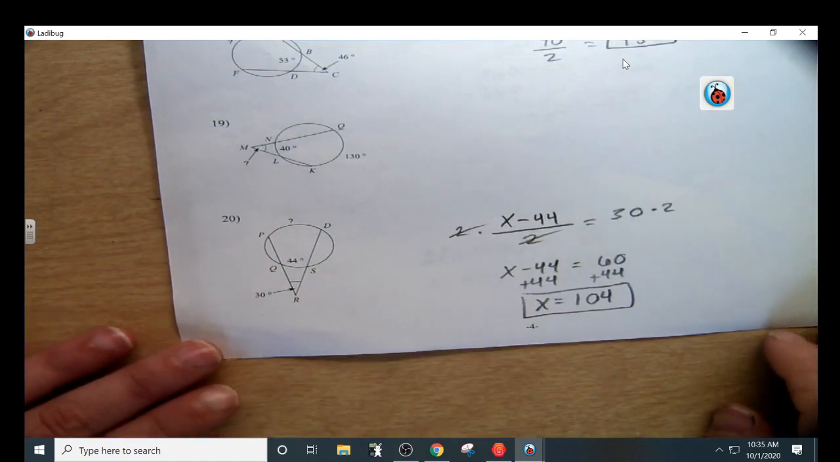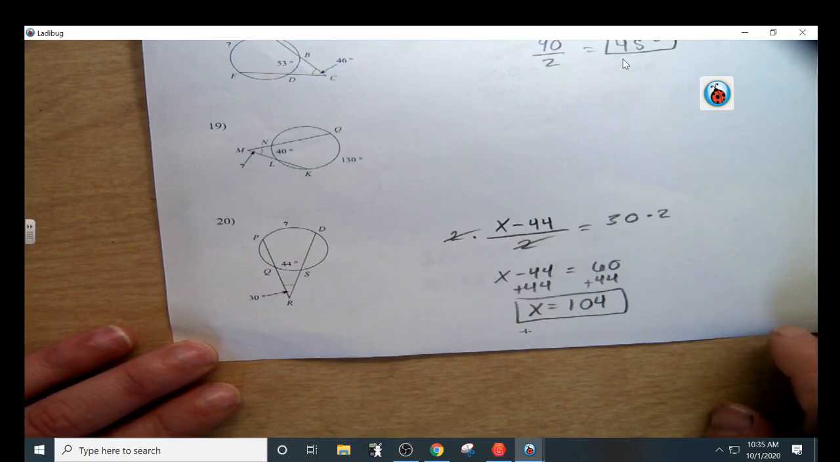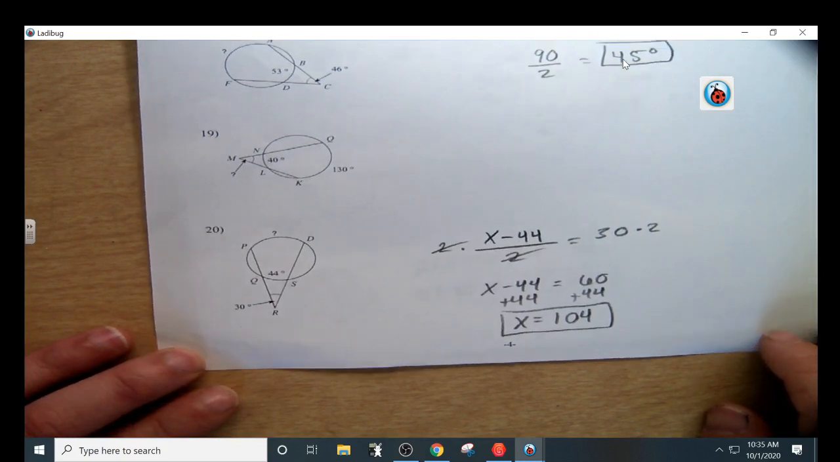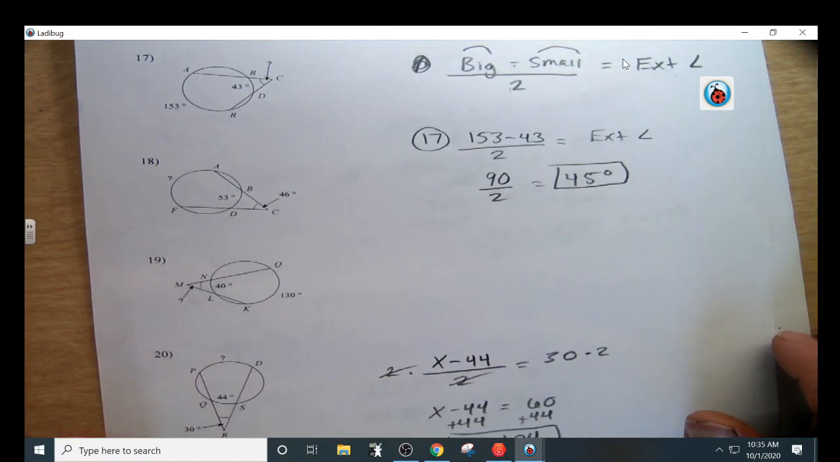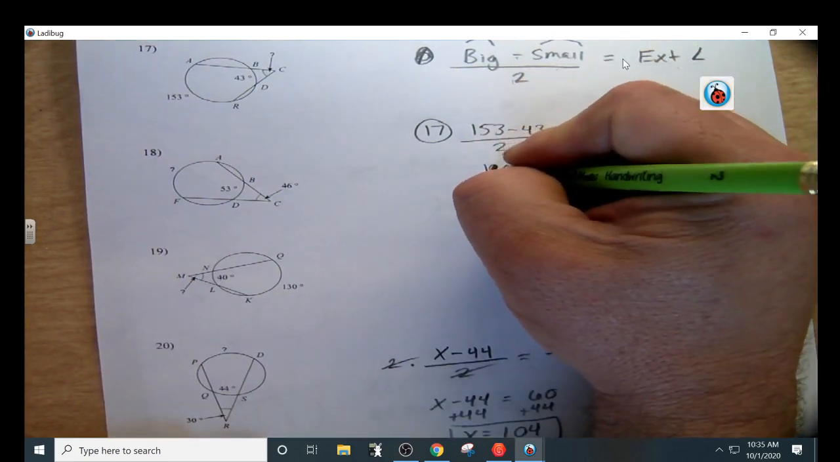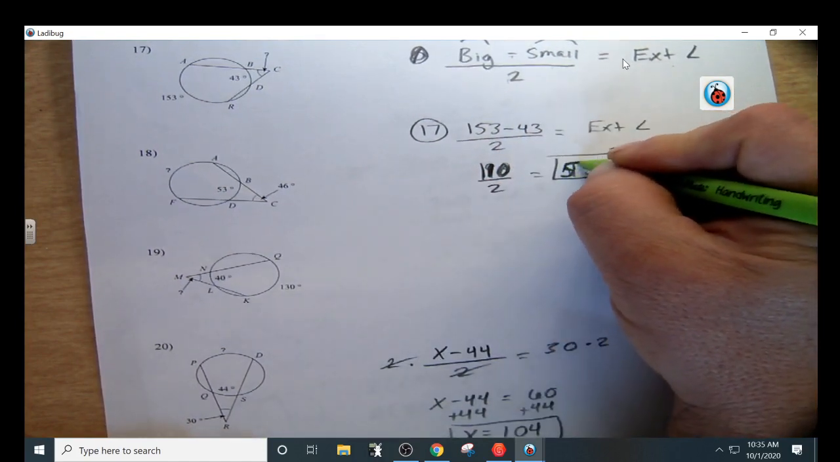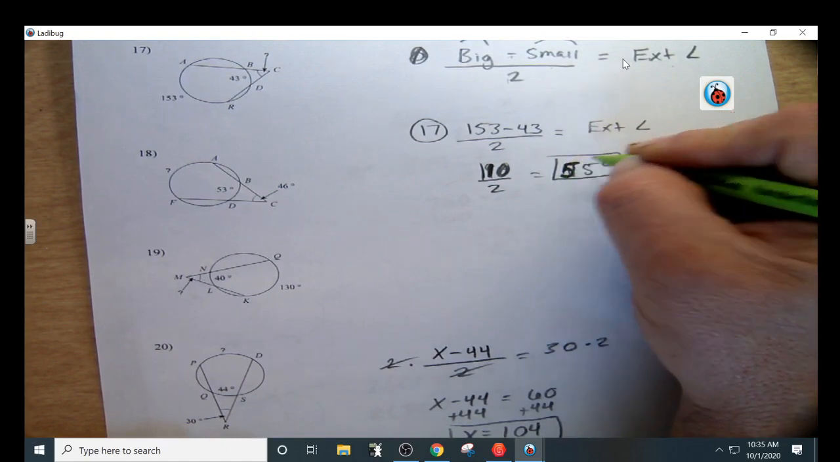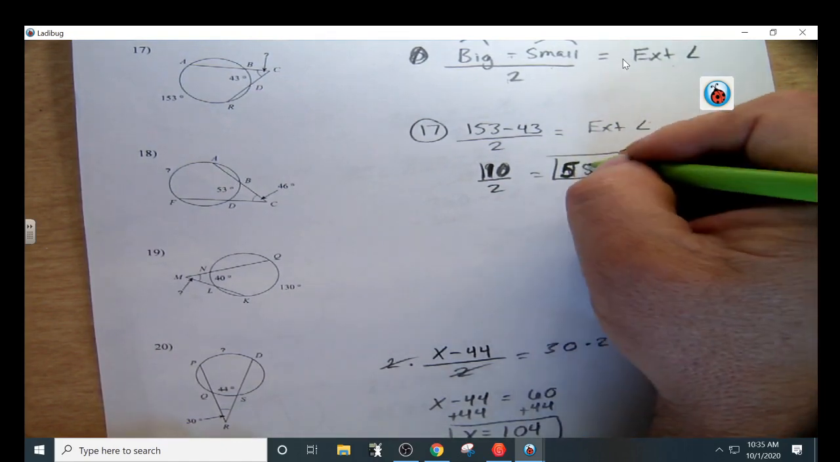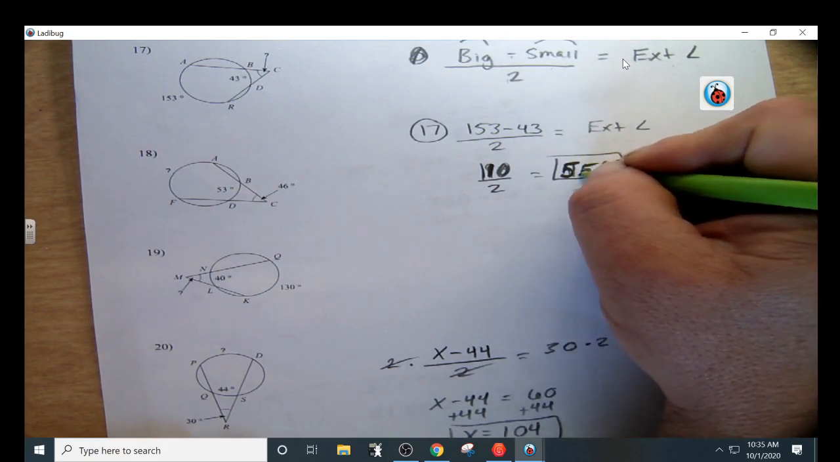Guys, the answer for number 20 is 104, and the answer for 17 is 45 degrees. If you want to, it is because it's 110. That's right, I need to get my calculator out. Quit doing it in my head. That'd be 55. I was thinking 143 minus 53 would be 190, but 153 minus 43 is 110. There we go.